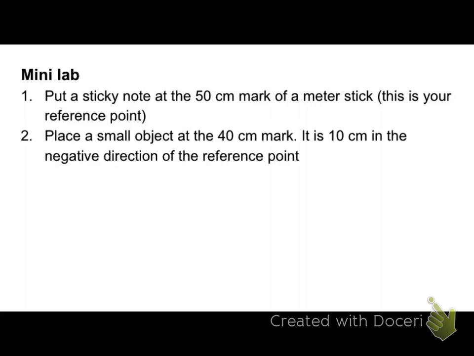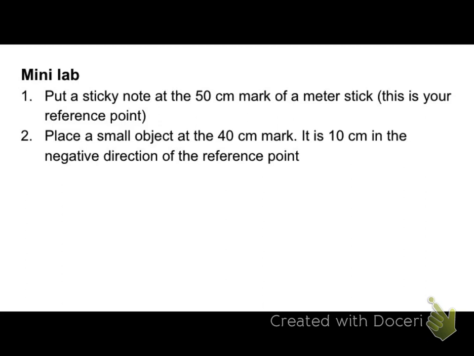Then you're going to take a small object, so you could use a pen, you could use your finger, and you're going to put it on this meter stick where I tell you to, which in this case is at the 40 centimeter mark, right here. This is 10 centimeters away from the 50, but as you will notice now, because the 50 is in the middle of the meter stick, there is also another location that's 10 centimeters away from the 50, right? So I need not only a distance, but I need a direction.